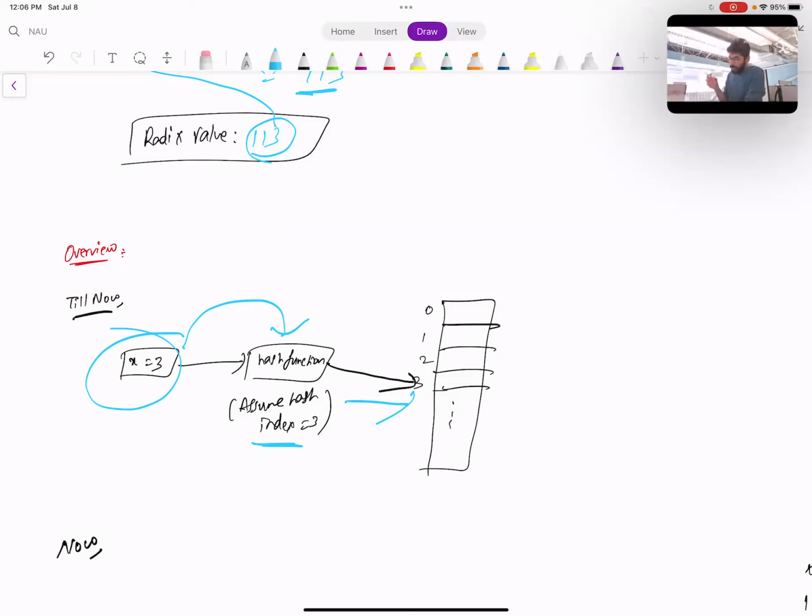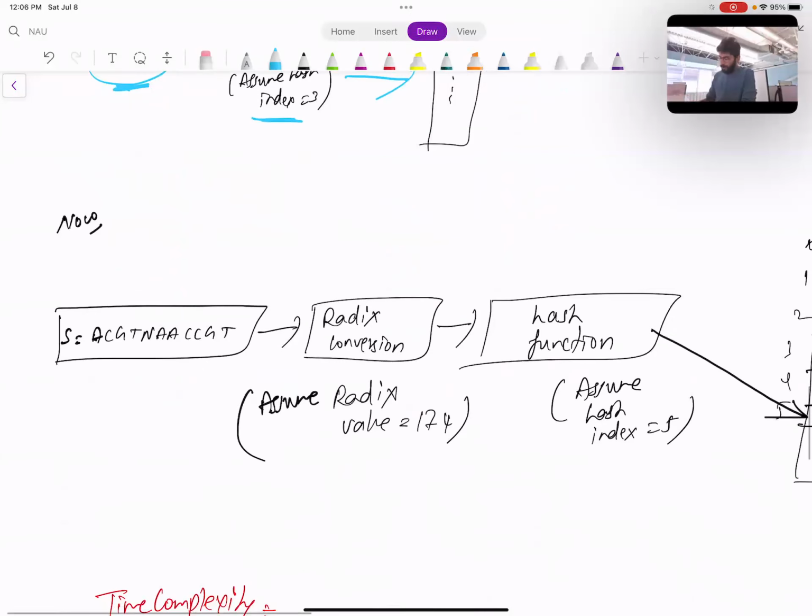But my intention here is, we passed an integer to a hash function and that hash function generated an index. This is for integers, which we have done. Now what we are trying to do is, we have something called a string. This is the process which we would be doing even in the homework assignment as well. We first made a radix conversion and we got some radix value. Assume the radix value for this string here is 174. This is not correct, I just took some random value, but assume for this string the radix value is 174.